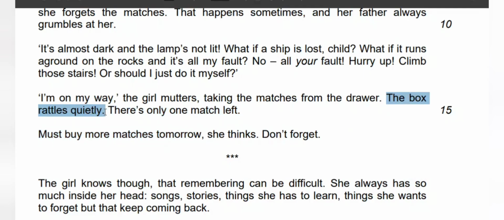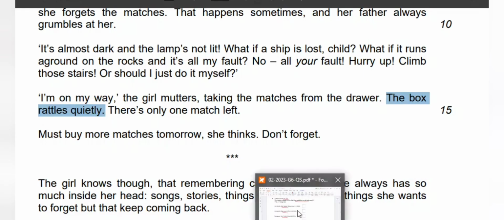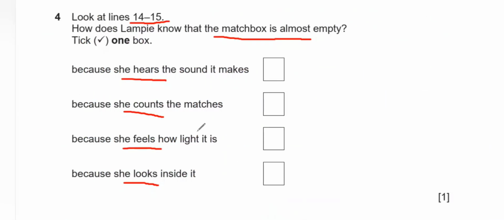So, if she said the box rattled quietly, what is this referred to? Something she hears, or something she feels, or she looks, or the fourth option that I cannot remember. What do you think? Let's check. Counts? Yeah, it was counts. So: hears, counts, feels, looks. Because it's "quietly," this is an adverb of manner, so simply it is what she hears. Because she hears the sound it makes, that makes sense.